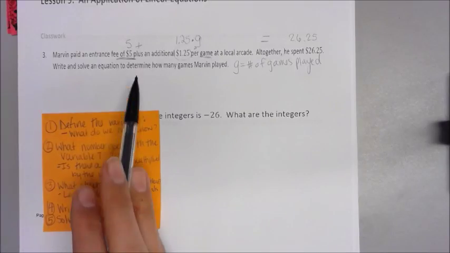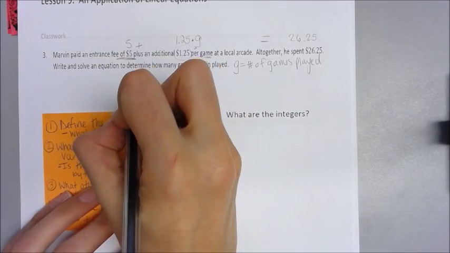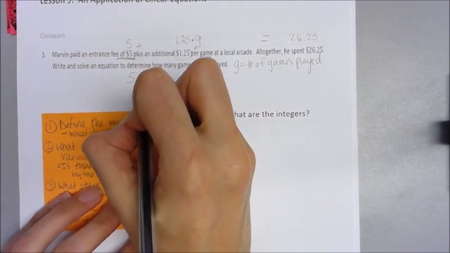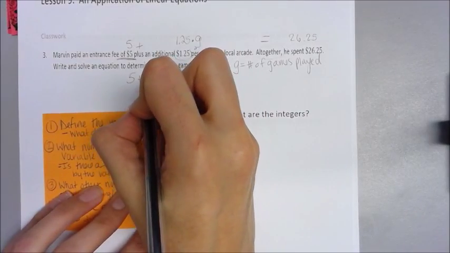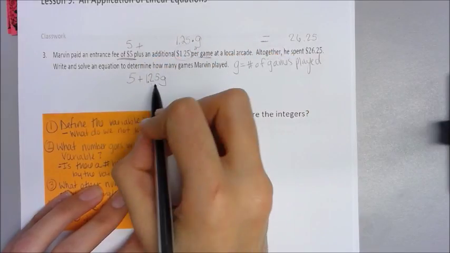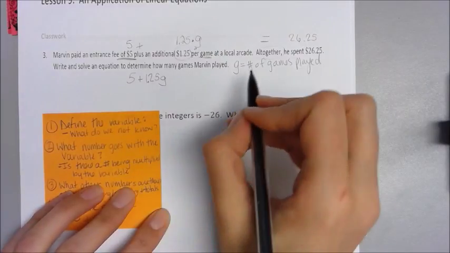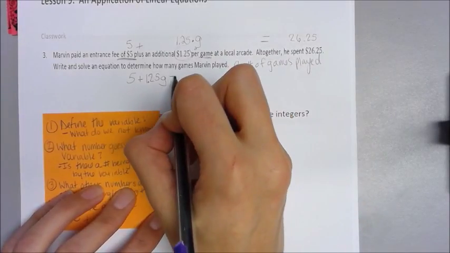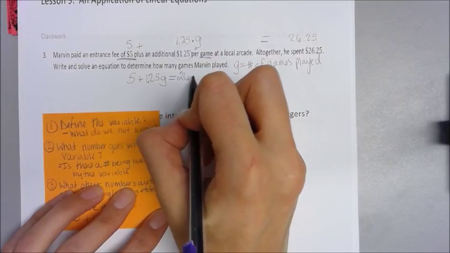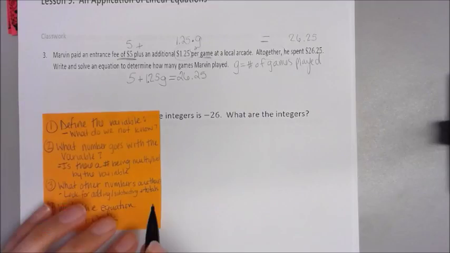So we kind of wrote it out as we were talking about it, so we're going to just write that condensed as an equation. $5 entrance fee plus $1.25 per game. So I know that I can just put the G right next to the $1.25. That means multiplication. Altogether equals $26.25. Now that I have the equation, step 5, I'm going to solve it and then I'm going to check.